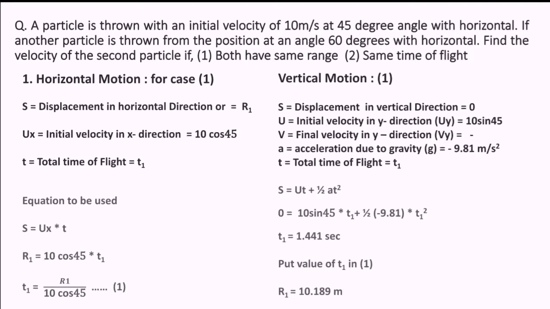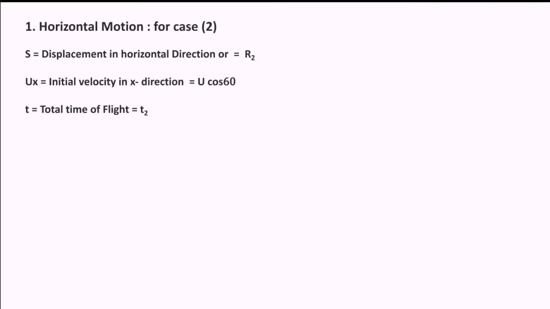Now let us do the same thing for the second particle, which is at an angle of 60 degrees with horizontal. Again same, starting with horizontal motion. So we need three parameters S, U, T. Let us say S is R2. Initial velocity will be U cos 60 because angle is given to us as 60 degrees. And let us say time of flight is T2.